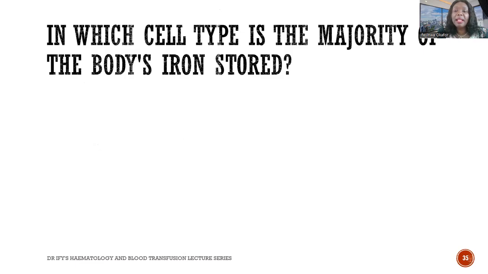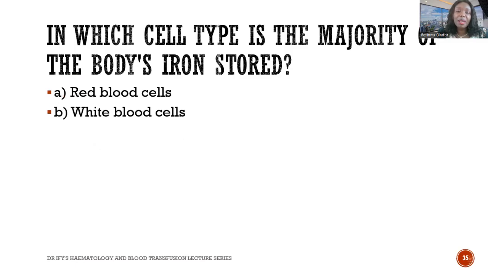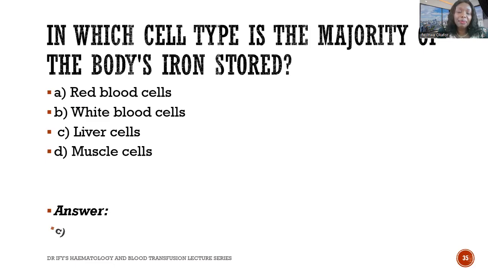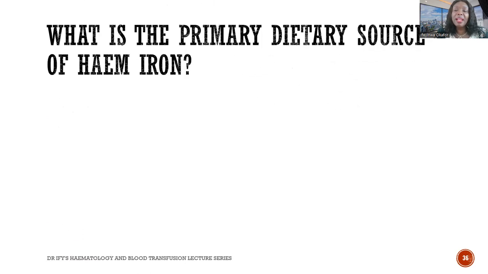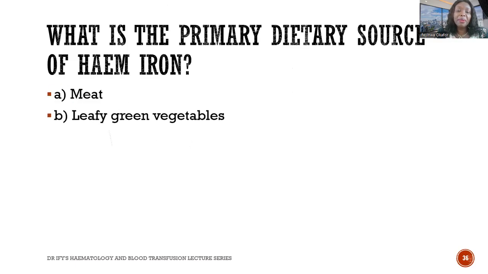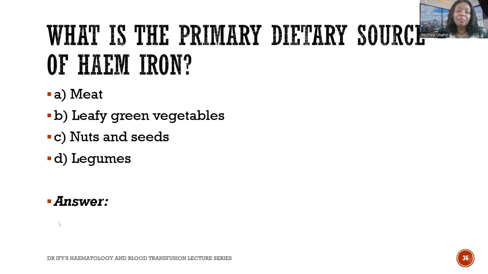In which cell type is the majority of the body iron stored? A, red blood cells, white blood cells, liver cells, muscle cells. Answer C, liver cells. Most of the iron is stored in the hepatocytes, that is the liver cells. What is the primary dietary source of heme iron? Meat, leafy green vegetables, nuts and seeds, legumes. Answer A, meat is a very good source of heme iron.